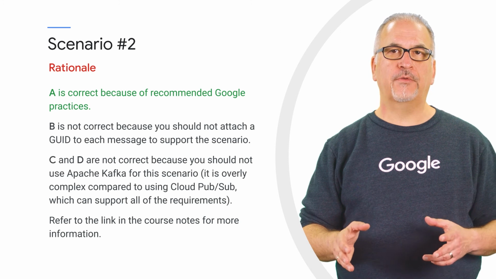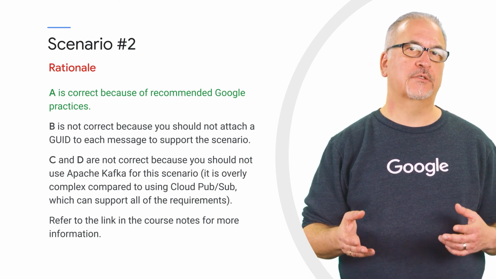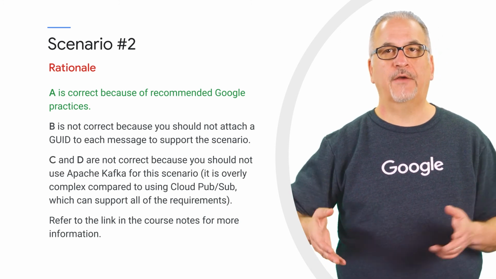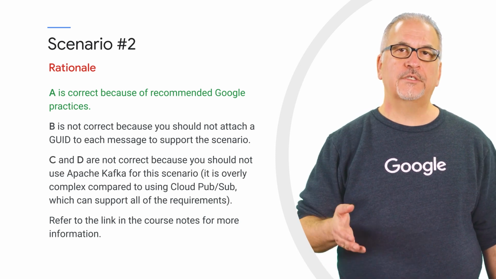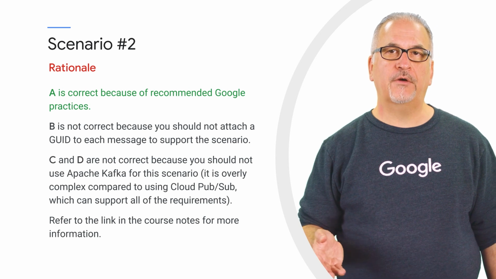We can kind of figure that Apache Kafka is not the recommended solution in this scenario because you would have to set it up and maintain it. That could be a lot of work. Why not just use the Cloud Pub/Sub service and eliminate the overhead?